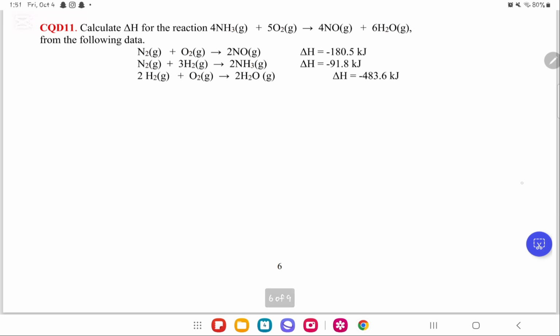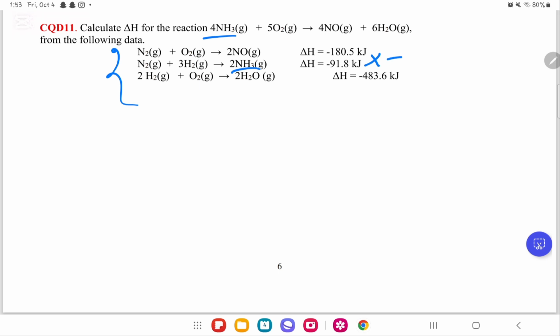Question number 11. CQD number 11. Calculate delta H for the reaction 4NH3 gas plus 5O2 gas gives us 4NO gas plus 6H2O gas. First things first, we have NH3. Which equation has NH3? This one. Is it in the reactants like we need it, or in the products? It's in the product, so we have to multiply it by negative to reverse.